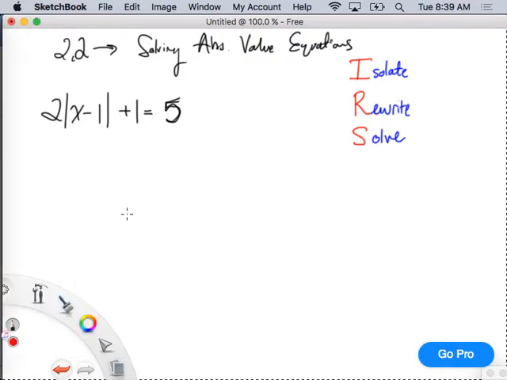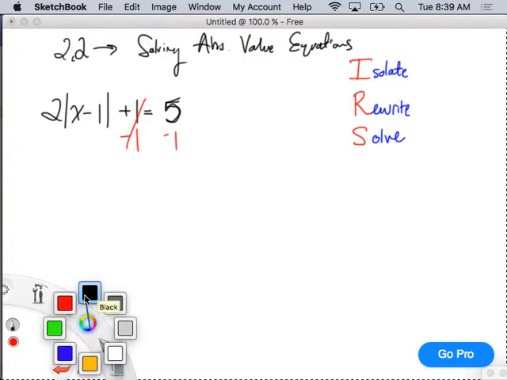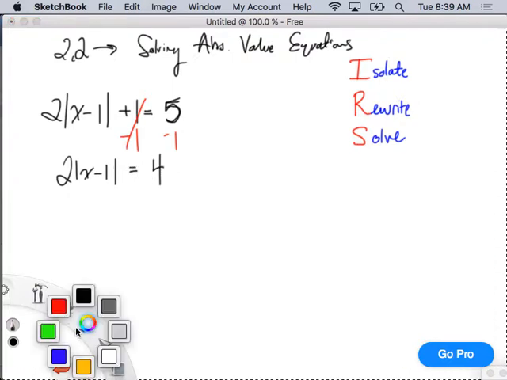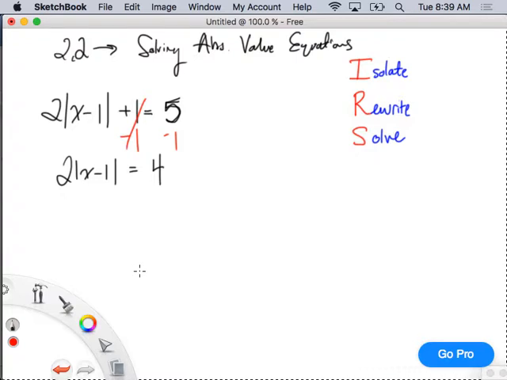Who can tell me what the first step is to isolate it? Mr. Bates. Subtract 1 from both sides. Good. So 2 times the absolute value of x minus 1 equals 4. Mr. Bolton, can you tell me the next step? Divide both sides by 2. Good.